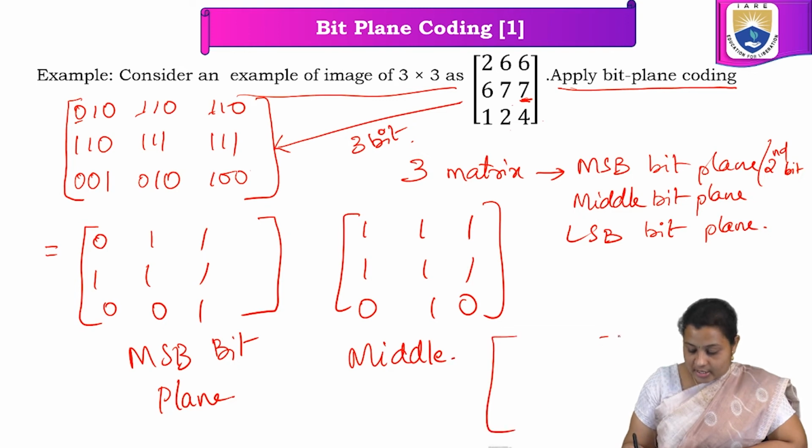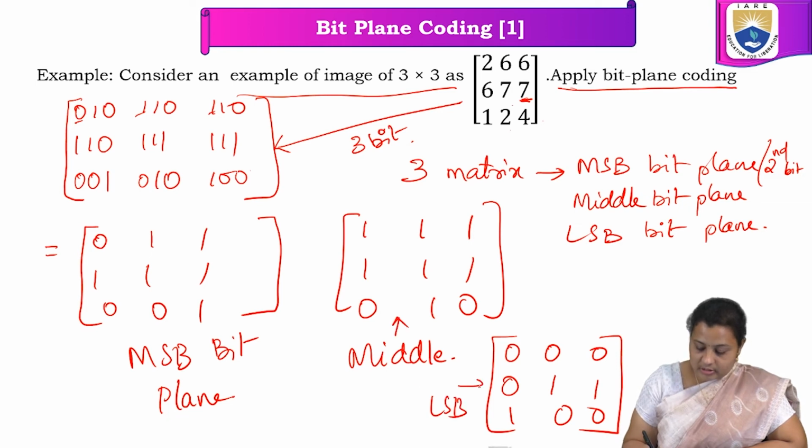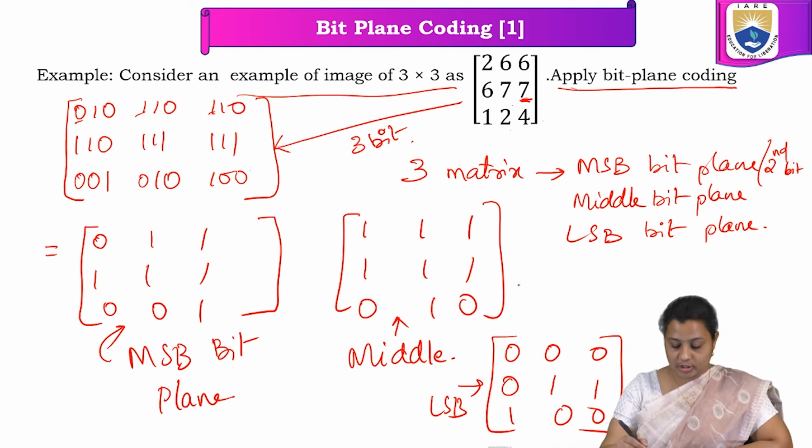Then we have LSB. So how do we write the LSB bits? 0, 0, 0, 0, 1, 1, 1, 0, 0. So this is the LSB. This is the middle, this is the LSB, and this is the MSB bit plane. So each of these is a bit plane.